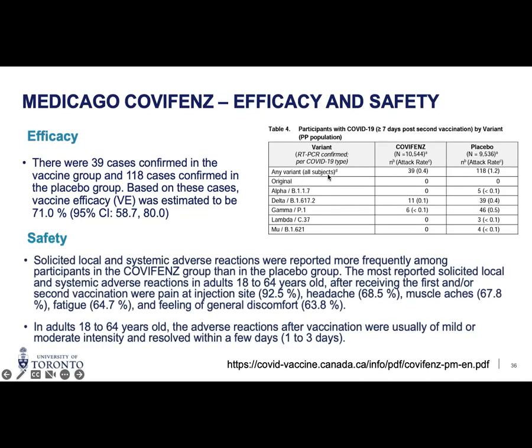In terms of safety, solicited local and systemic adverse reactions were reported more frequently among participants in the Covifenz group than in the placebo group. The most reported solicited local and systemic adverse reactions in adults 18 to 64 years after receiving the first and/or second vaccination were pain at the injection site, headache, muscle aches, fatigue, and feeling of general discomfort. In adults 18 to 64 years, adverse reactions after vaccination were also usually mild or moderate in intensity and resolved within a few days, 1 to 3 days.